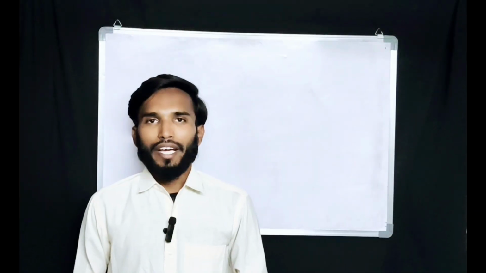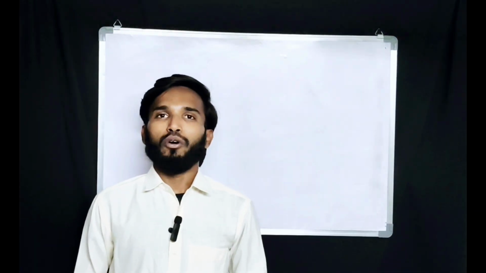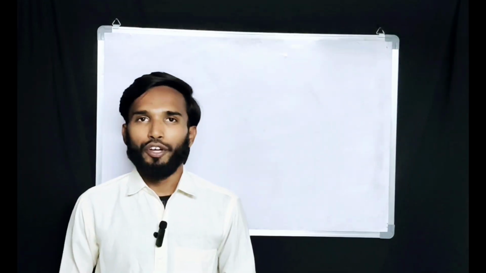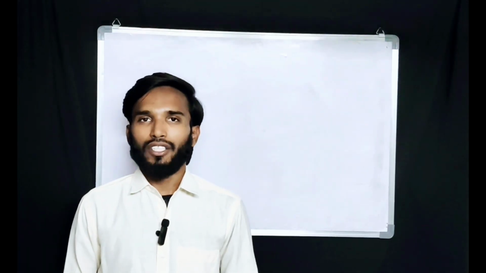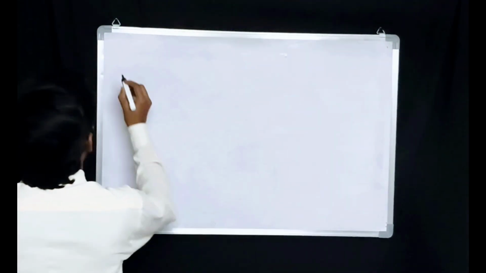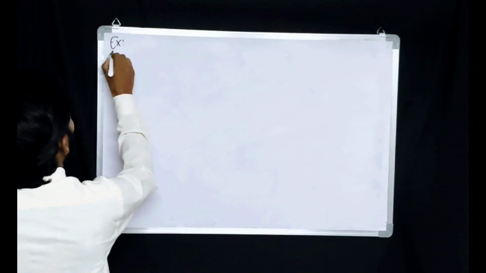As you all know, in the previous video, we completed the concept of the relationship between the zeros and the coefficients of a polynomial. Now, in this video, we are going to see some examples on that concept. Now, the first example is example 1.